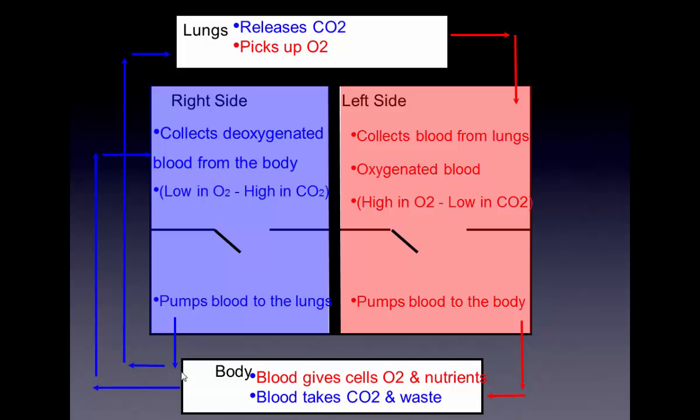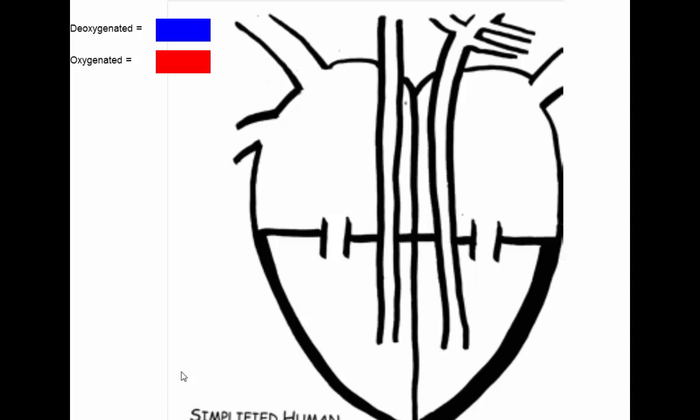Okay, so the right side carries deoxygenated blood, left side oxygenated blood. And the lungs and the body are where it changes from one to the other. Now here we're a little bit more realistic, still not great, but a little bit better. Let's trace the path of blood again.